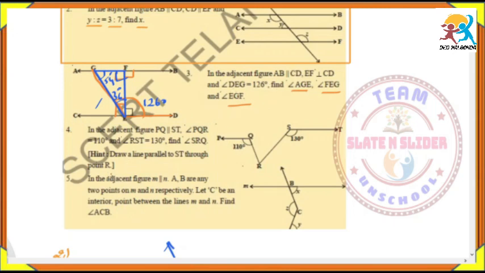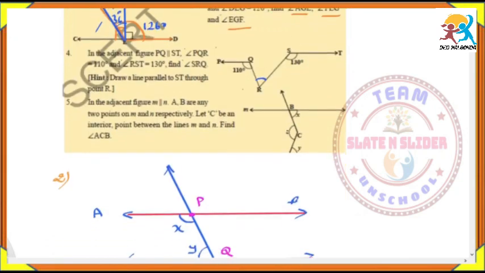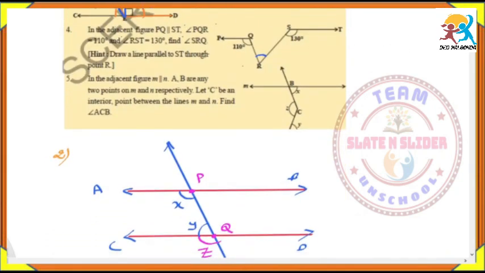The fourth one is, in the adjacent figure, PQ is parallel to ST, angle PQR is equal to 110 degrees, and angle RST is 130. We have to find out angle SRQ. This angle we have to find out. For this we need some construction. I will explain in the figure itself. You have to do it in the notebook.